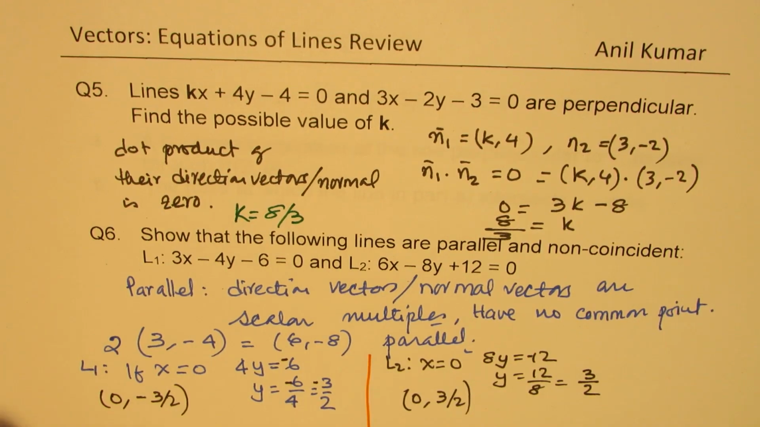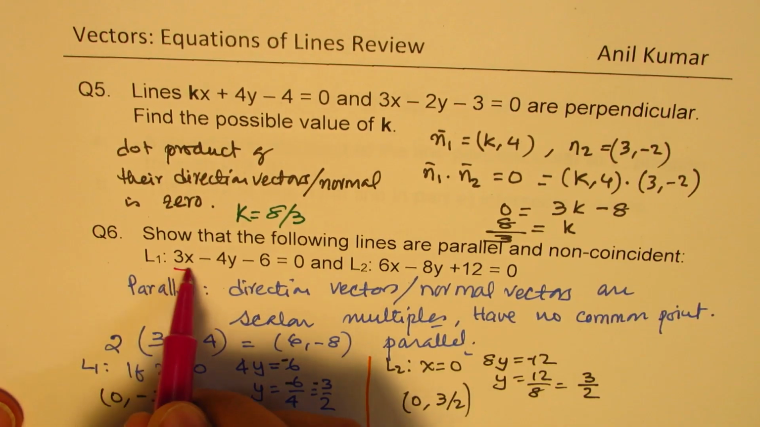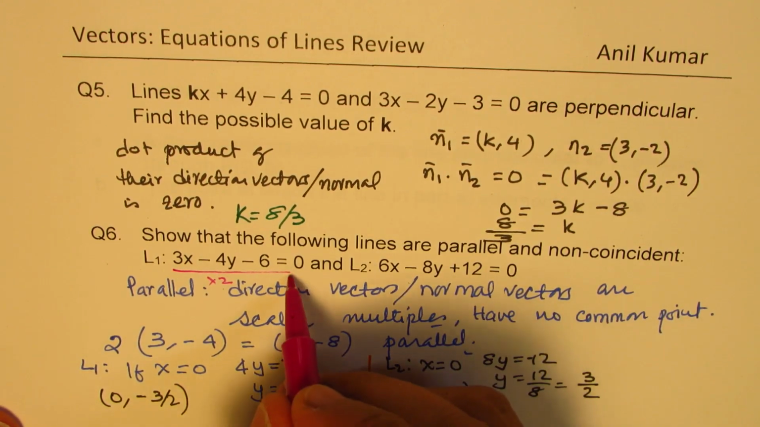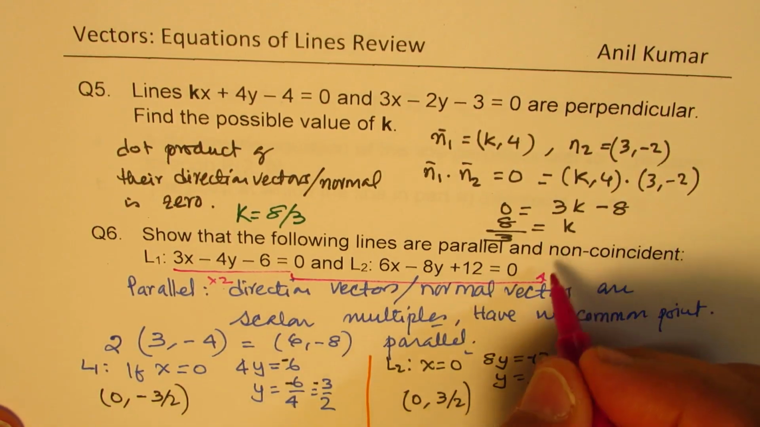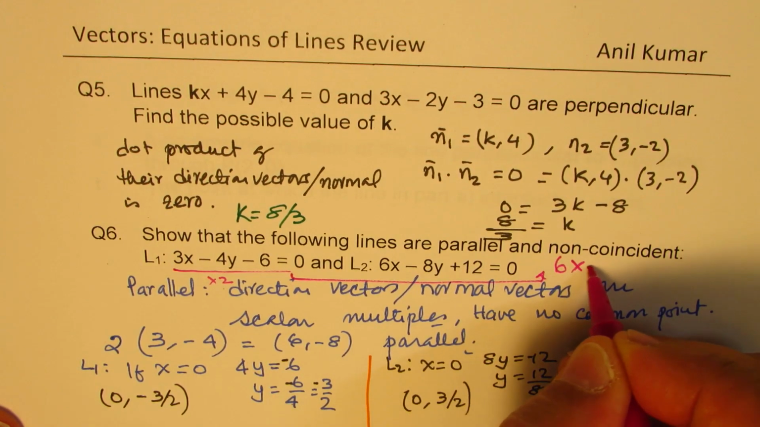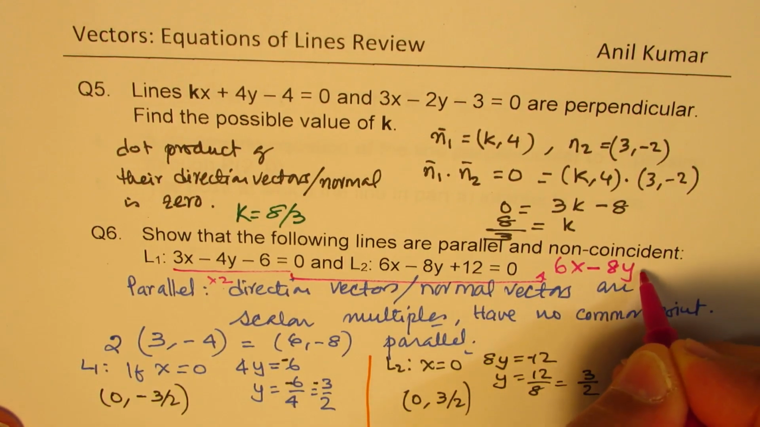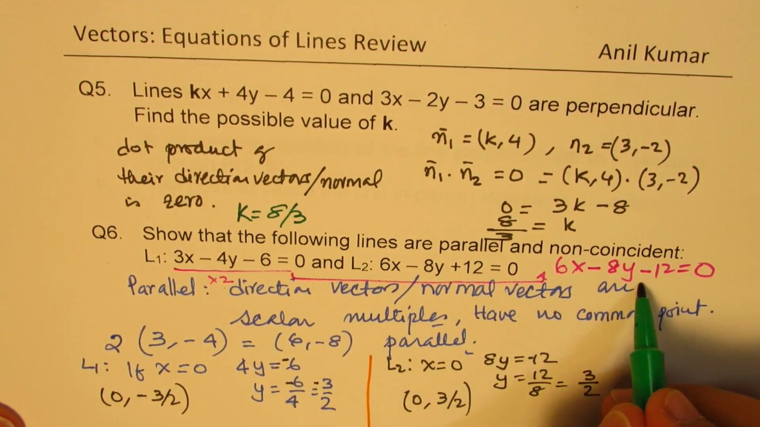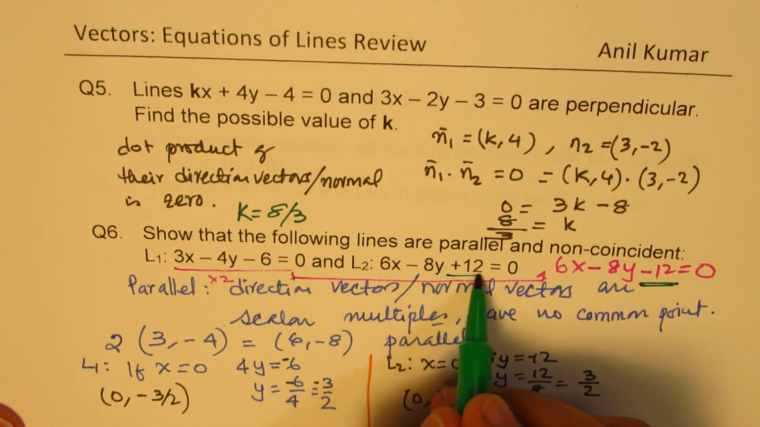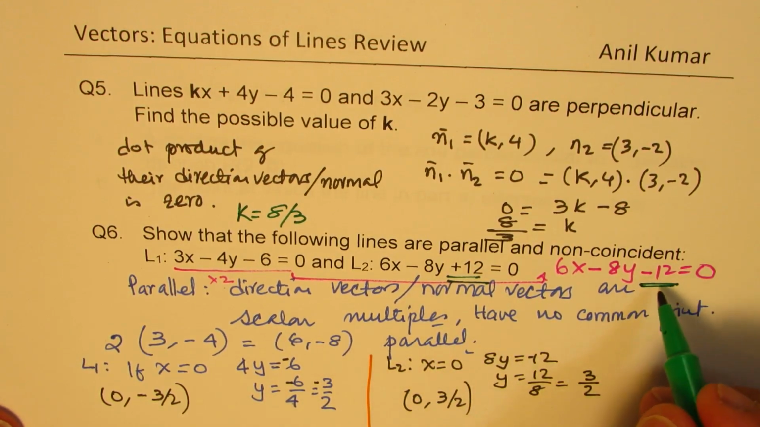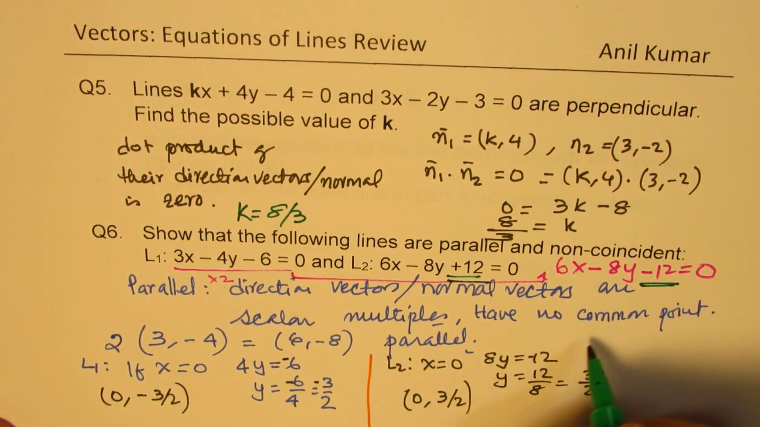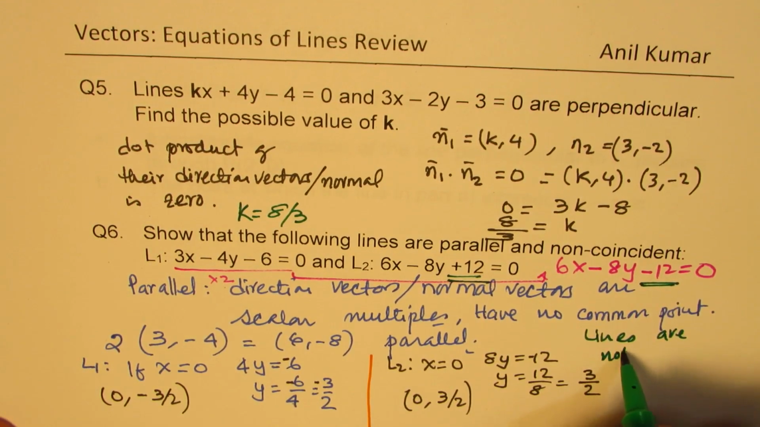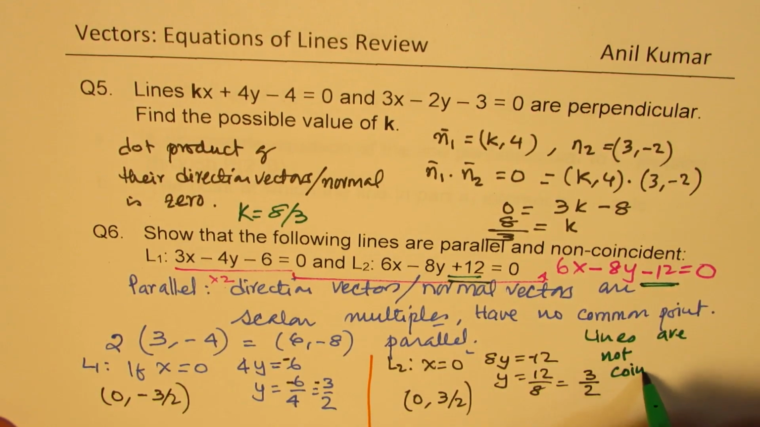The better way is, if I multiply the whole equation by 2, what do I get? From here, I get 6x minus 8y minus 12 equals 0. Since we have these two different constants, minus 12 and plus 12, they are different lines. So the lines are not coincident.